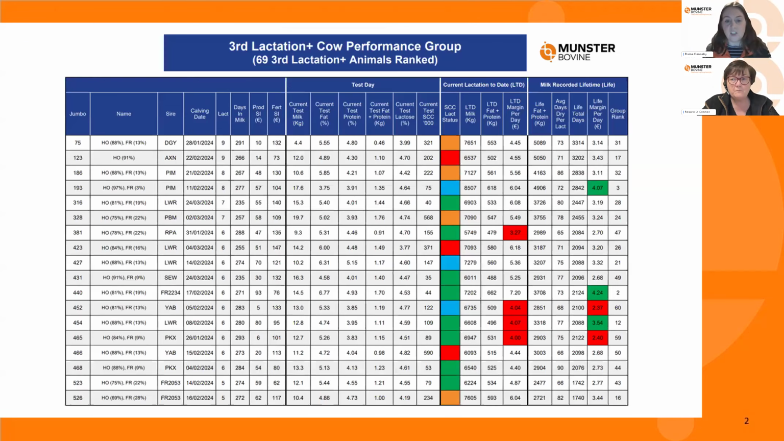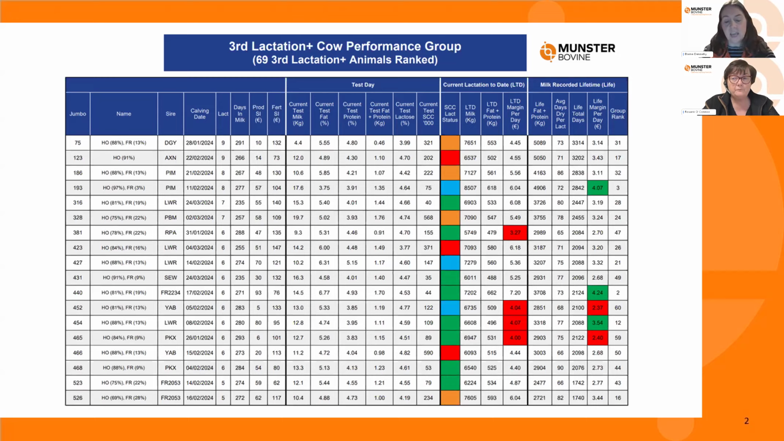So then the next few pages of the report, the animals are grouped together. The third plus lactation animals are grouped together, the second lactation animals are grouped together, and the first lactation animals are grouped together. There's a lot of information on this report. On the left-hand side, you have all the cow details. You have the jumbo number, the name, the sire, the calving date, which is important, the lactation number, and the days in milk. Then you have the production subindex, which is the genetics for milk production, and you have the fertility subindex, which is the genetics for fertility.